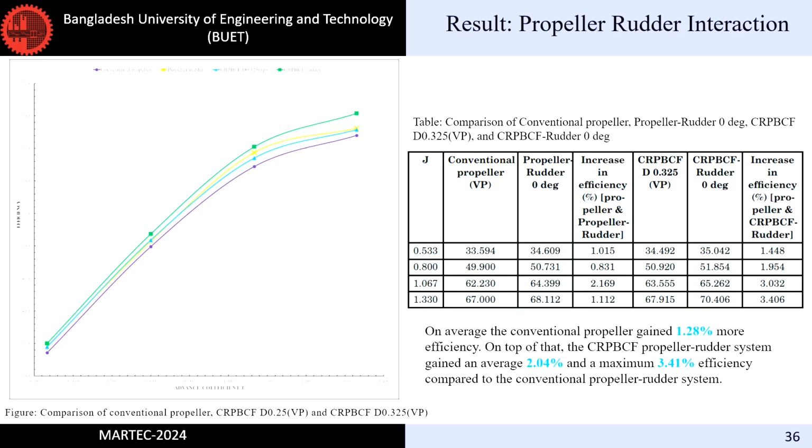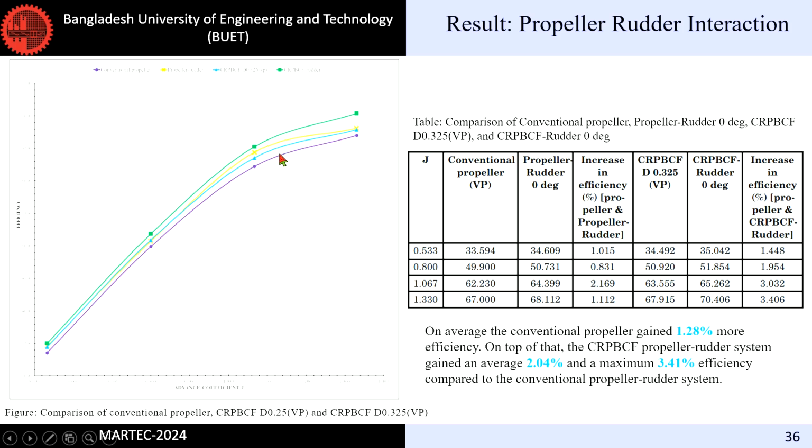We now move on to the part where we add a rudder behind the propeller. As you can see, the base case conventional one is here in purple. If we add the rudder behind it, it jumps up to this yellow point. On average, the conventional propeller gained 1.28% more efficiency.